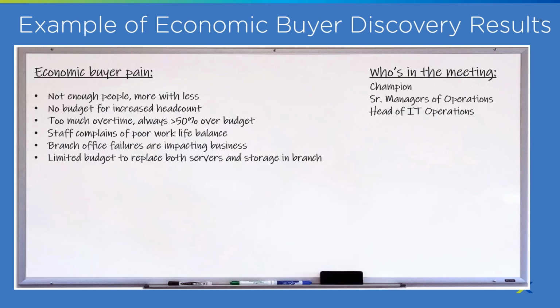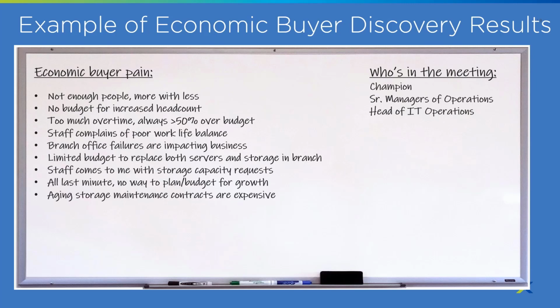The problem is that they really don't have budget to do a wholesale replacement of all that aging infrastructure in the branch offices. We heard issues in terms of running out of capacity. From the economic buyer's perspective, their staff is coming to them with last-minute requests, right? There was no budget ever planned for this. And so everything is reactive, and they have no way to immediately address a lot of those things. So there's no visibility into what that looks like from a capacity planning perspective.